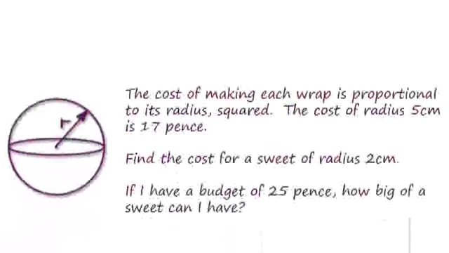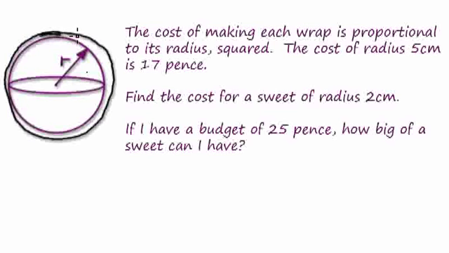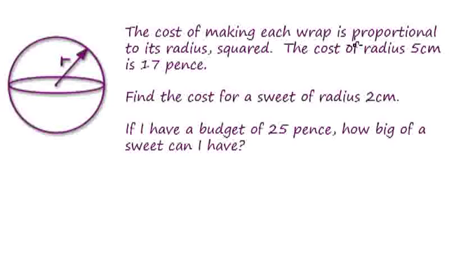Okay, let's give you guys some practice now. Imagine you're running a company. Your company makes plastic wraps for spherical sweets. So here you would have a spherical sweet, and your company makes plastic wraps that cover the sweet. Now you're told that the cost of each wrap is proportional to its radius squared.